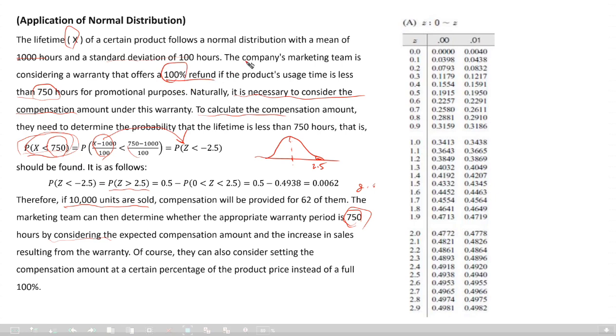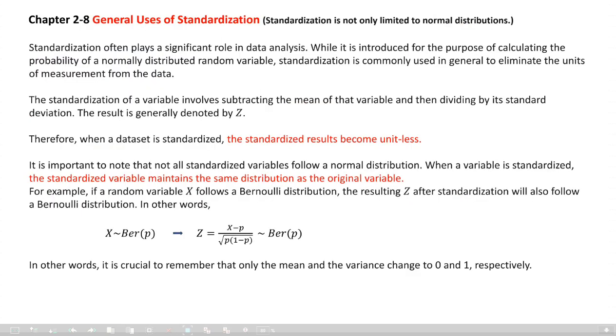So the proportion of compensation, the guaranteed lifetime hours, and how much to compensate when the lifetime falls short, or others. So this is a typical normal distribution application, I think. Okay, let's go to the general usage of standardization.